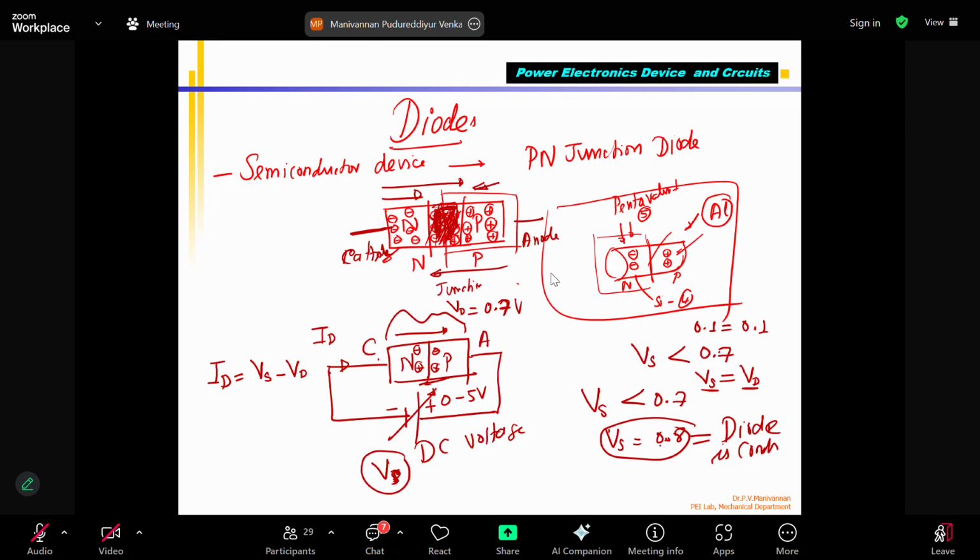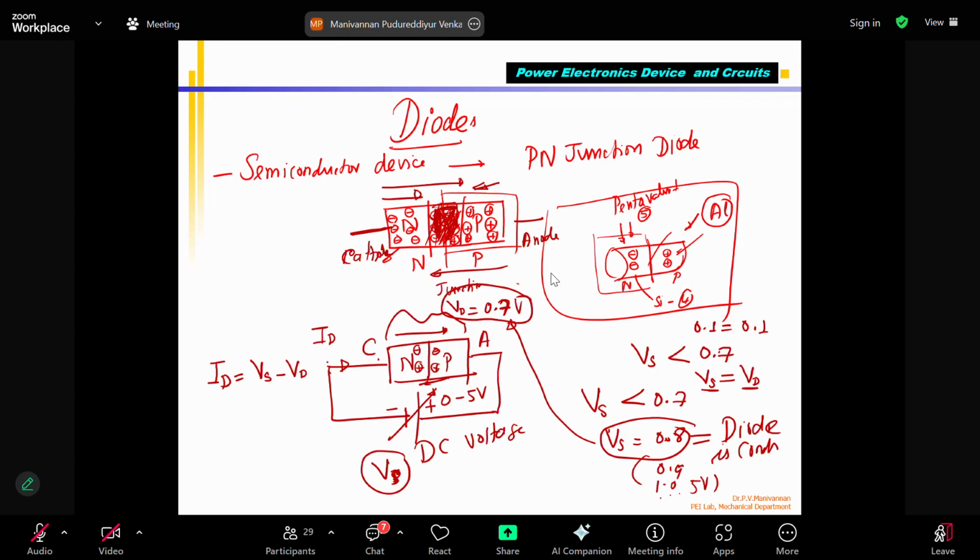Now, if the supply voltage is greater than 0.8, then the diode starts conducting. Once that happens, what will happen? The diode voltage will always remain 0.7 volts. I increase it to 0.9 volts, 1 volt, like that, going up to 5 volts. Once the supply voltage is greater than 0.7, up to the maximum of 5 volts, the diode voltage remains constant. The diode voltage will become only this much. So what is the current going?